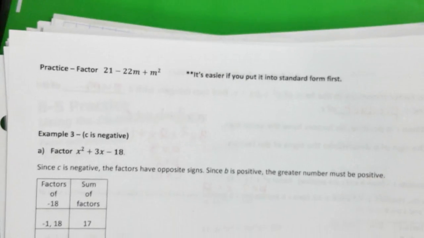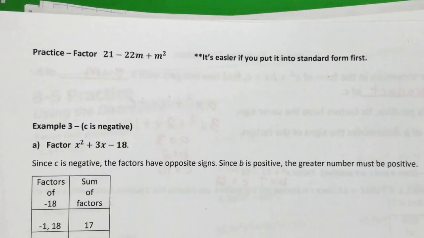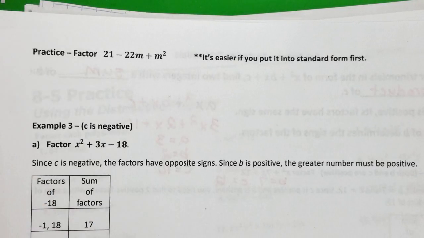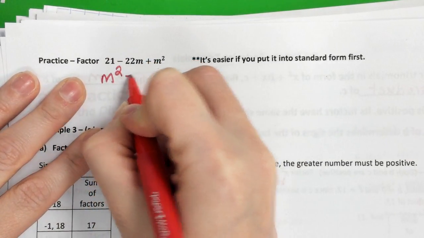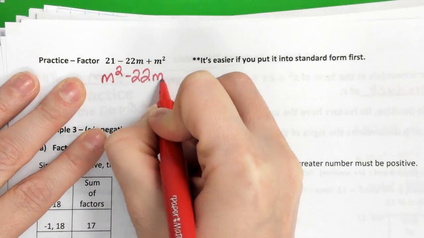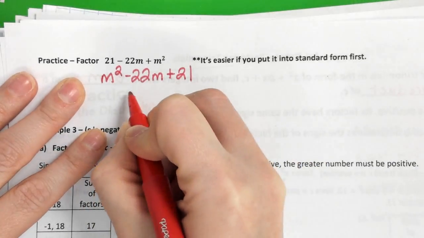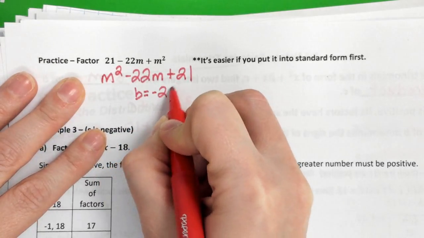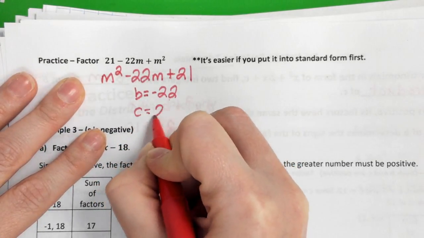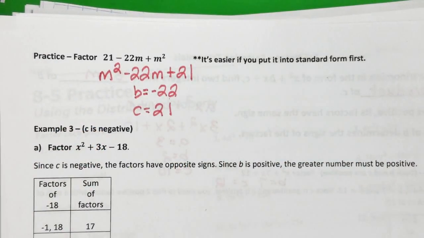But I did write a little hint on this one. I would always put your expression in standard form first. The standard form is highest degree to lowest. So then B is negative 22, C is 21. Okay, try this one on your own.